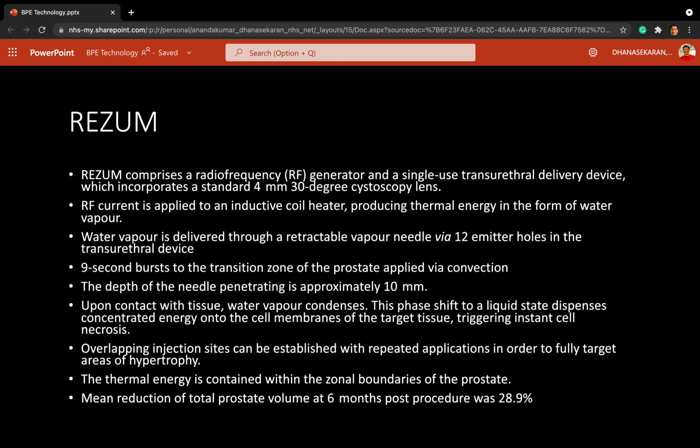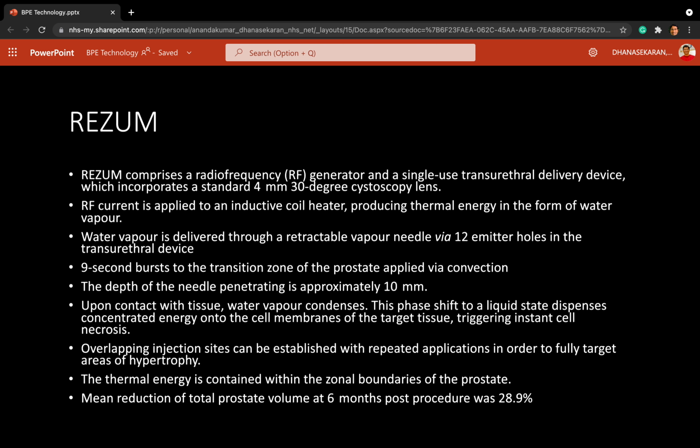So that reduces unnecessary tissue sloughing and ischemic necrosis. It still produces necrosis, but it's not ischemic necrosis. It's more of a necrosis within the transition zone alone. And the beauty is this water vapor will never cross the anatomical planes. So the whole process is contained within the transition zone. Peripheral zone is preserved, and hence the injury to the neurovascular bundle is minimized.